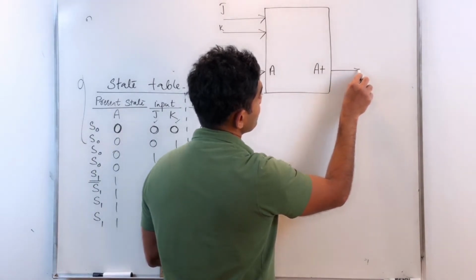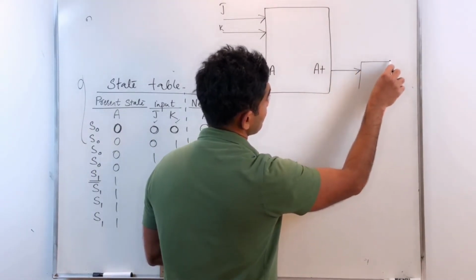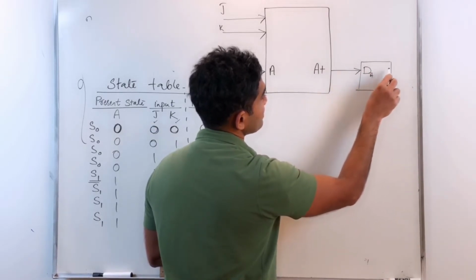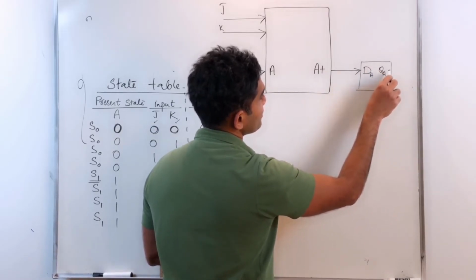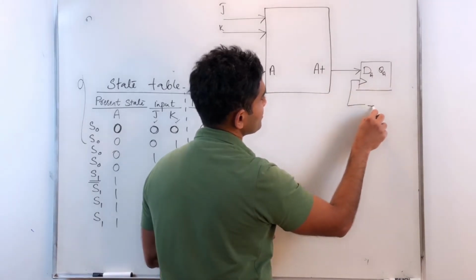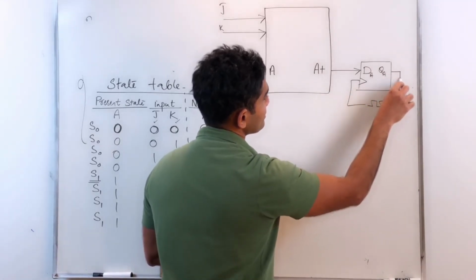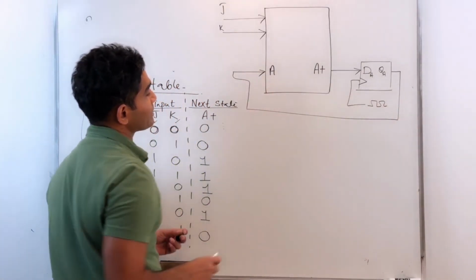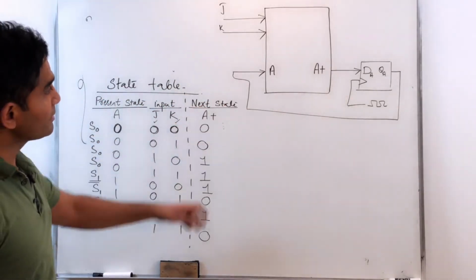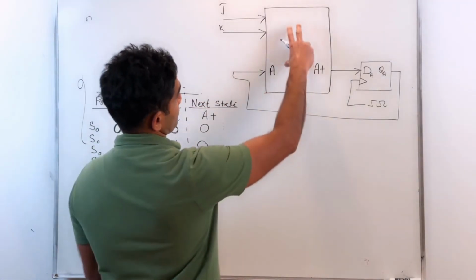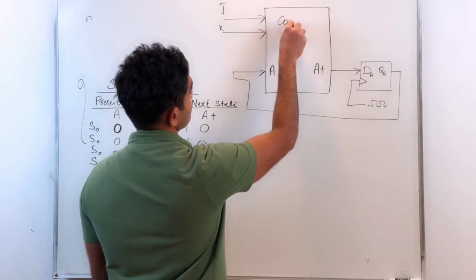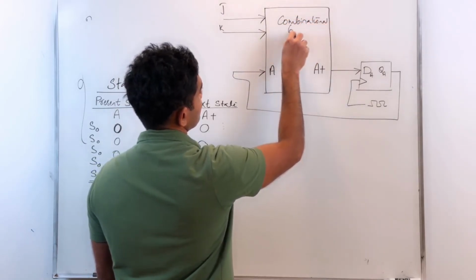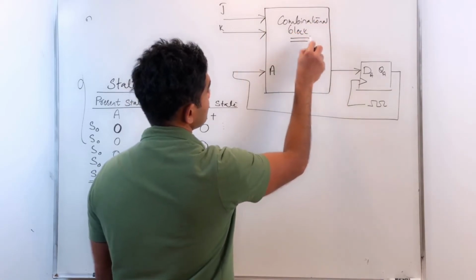Where is this A plus going? This is going to a D flip-flop. Let's say this is DA, QA, and that's the clock for the flip-flop. That's the generic state diagram, the block diagram. So this is what you have to derive, and you have to design this combinational block. This is what is needed.